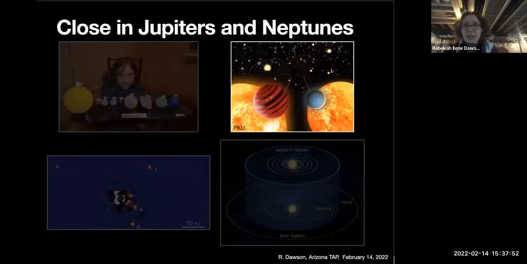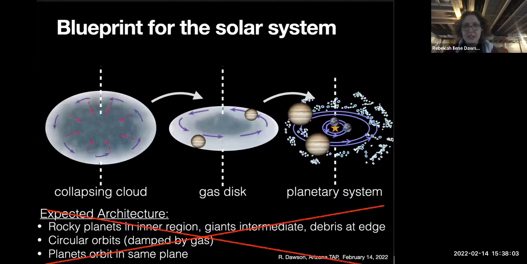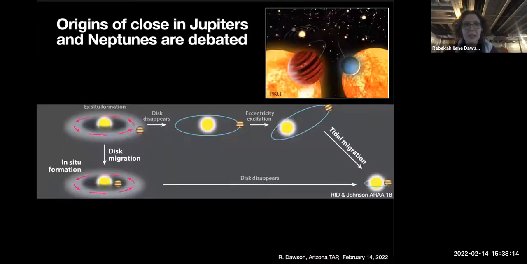I'll start by talking about the origins of close-in giant planets, Jupiters, and down to Neptunes, because these planets are in stark contrast to this expected blueprint, orbiting so very close to their stars. There are several types of theories that people have proposed for the origins of these close-in planets.